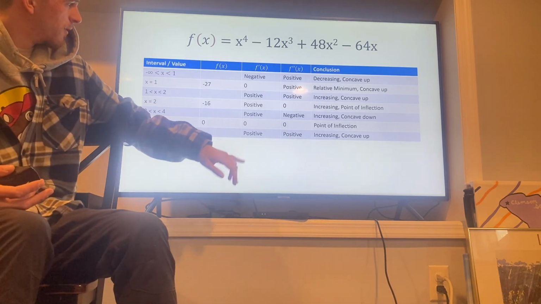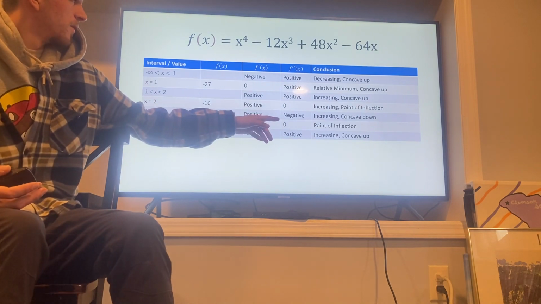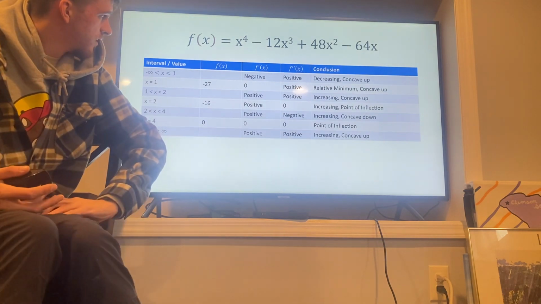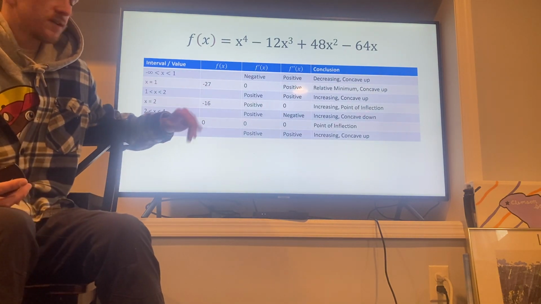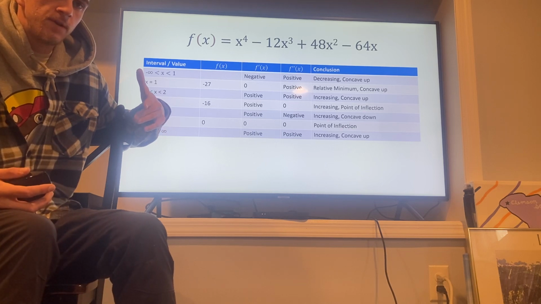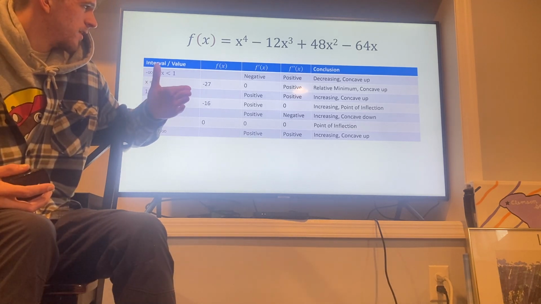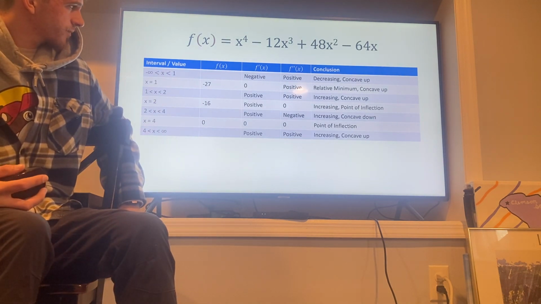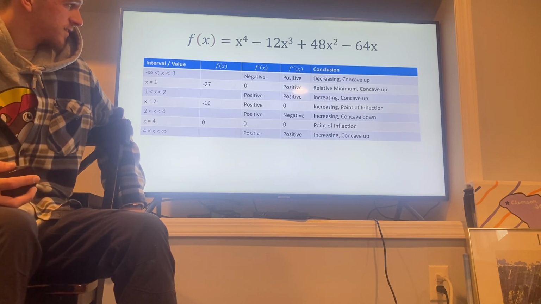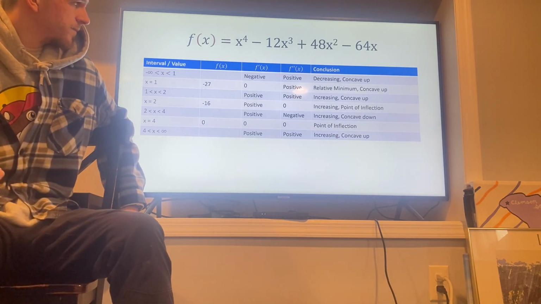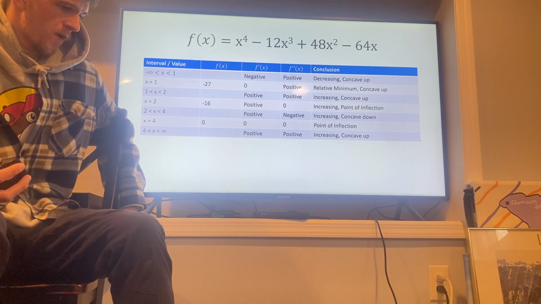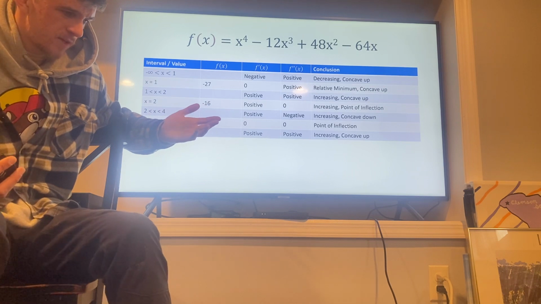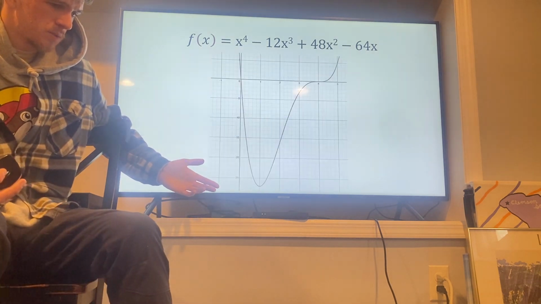We've also got a point of inflection at 0. When f double prime of x equals 0, we know that's a point of inflection. That happens at (0, 0), where the function changes from being concave downward to concave upward, or concave upward to concave downward. So we notice this graph has at least 2 points of inflection. We also know where it's increasing and where it is decreasing. So using all this information in the table, our graph should look something like this.